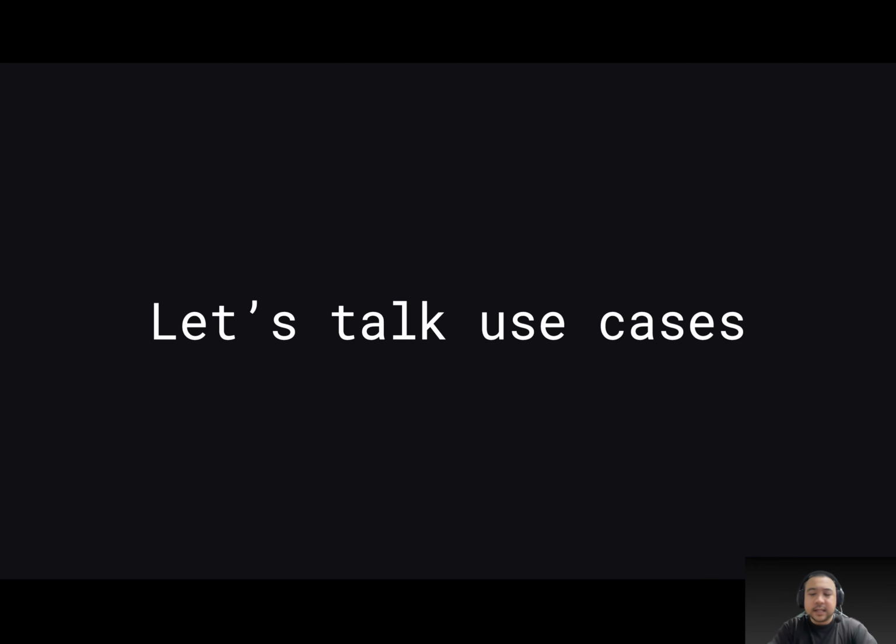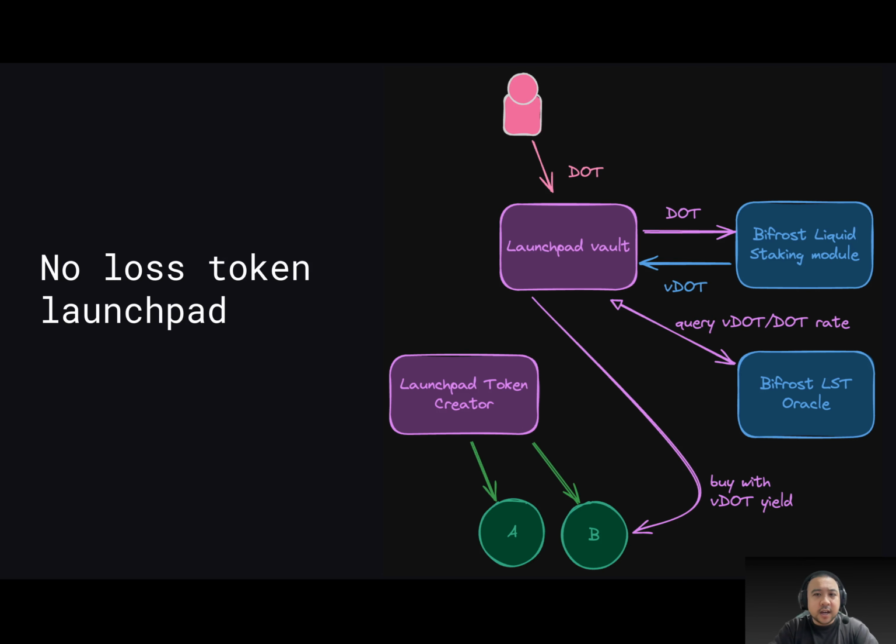Let's talk use cases. What are the use cases that we're talking about here? I have this one, which I super like, especially with the current climate of different ecosystems. Launching tokens is very attractive. So, for example, you can have this idea of a no-loss token launchpad. What does that mean? Basically it means that, let's say you have yourself right here, right? You put some DOT into a launchpad vault.